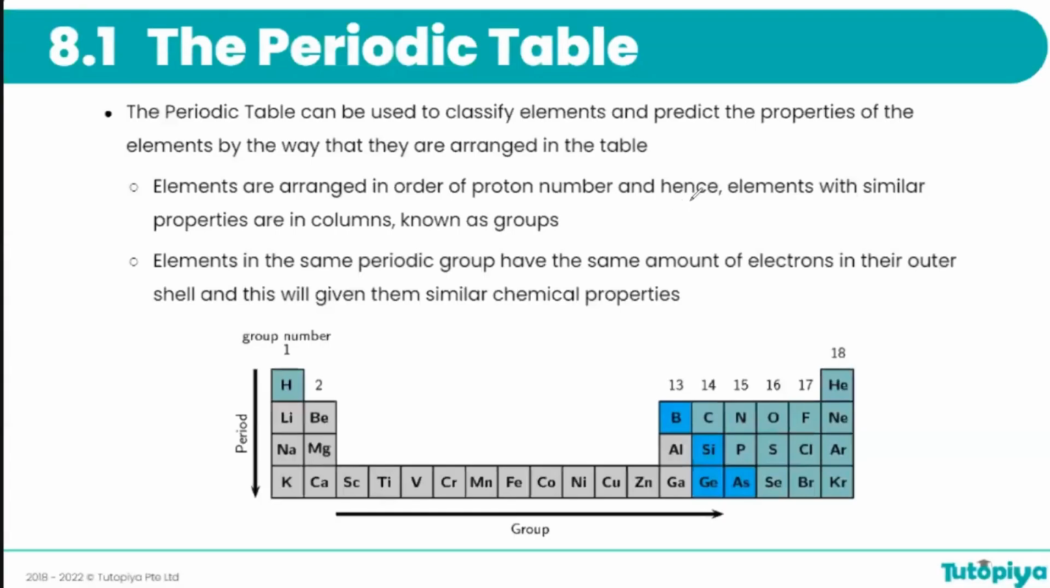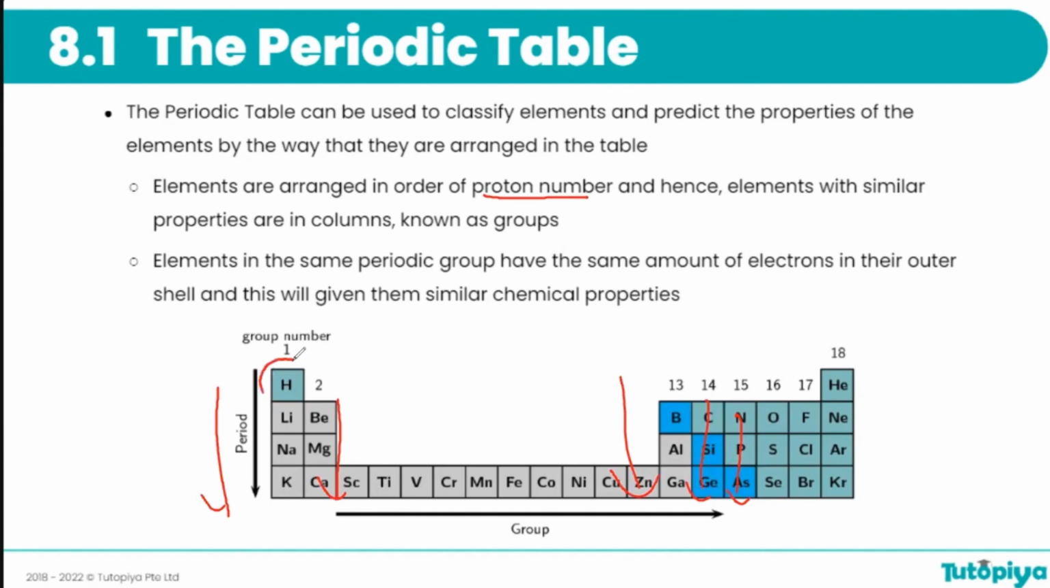As I mentioned before, the periodic table has classified elements and predicted the properties of elements by how it is arranged into this periodic table. The elements that are arranged in the order of proton number, and therefore elements with similar properties, are in one column. Each of these columns have elements with very similar properties.